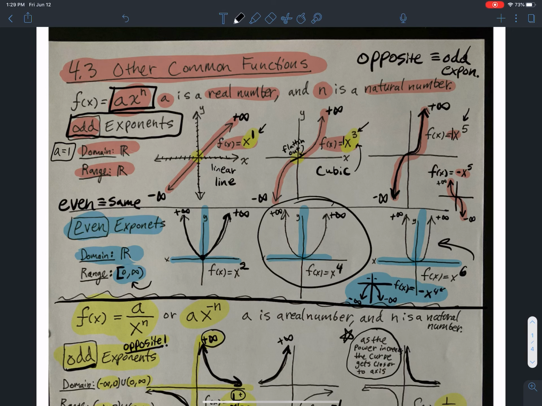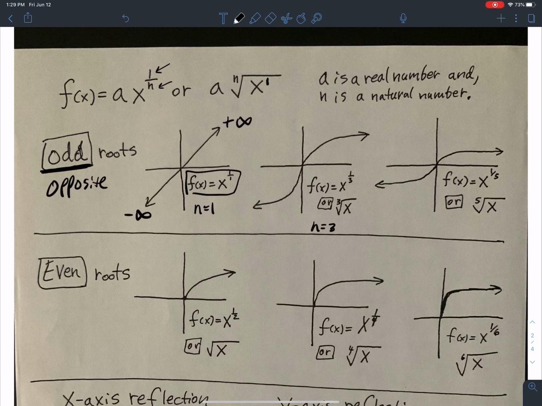Now, if n is a natural number and it's odd, it's opposite again. So if one goes to positive infinity, the other goes to negative infinity. If n is equal to 1 here, then you're just dealing with a line, x. If n is equal to 3, that's the cube root. The cube root goes to positive infinity on this side, and it goes to negative infinity on this side. It's the mirror image. The 5th root, the only difference between that and the cube root is it's just a little bit lower. That's the 5th root. If I go even higher roots, that's the 7th root. The higher my root is, the lower my curve gets, the closer it gets to the x-axis. Okay, that's the idea.